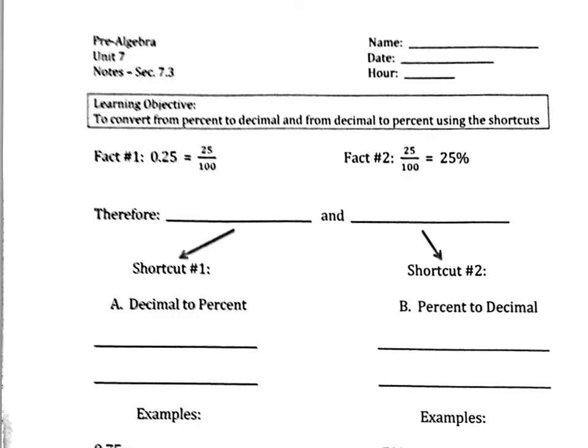The learning objective today is to be able to convert from percent to decimal and from decimal back to percent using shortcuts. Alright, so fact number 1, 0.25 is the same thing as 25/100ths. And fact number 2, 25/100ths is the same thing as 25%. So if 0.25 equals 25/100ths and 25/100ths equals 25%, then these two have to be equal. 0.25 has to equal 25%.